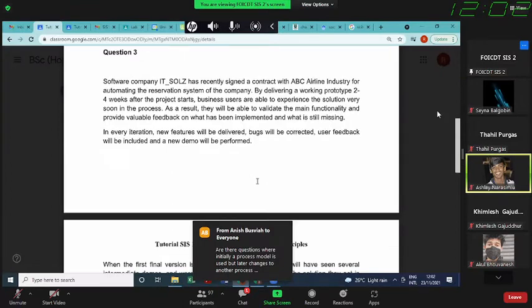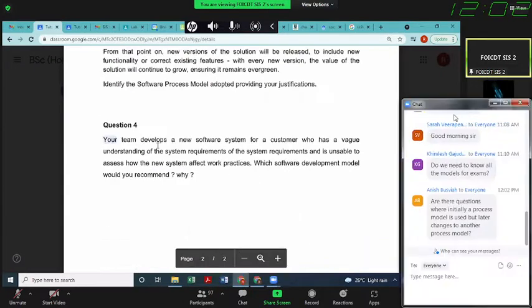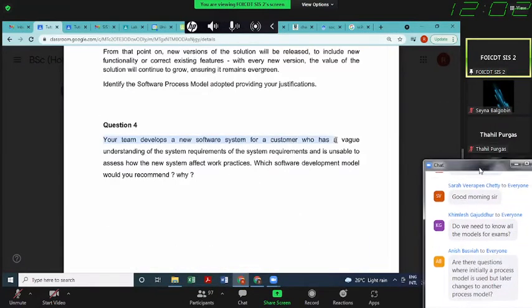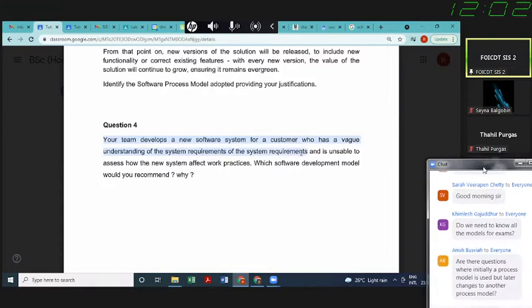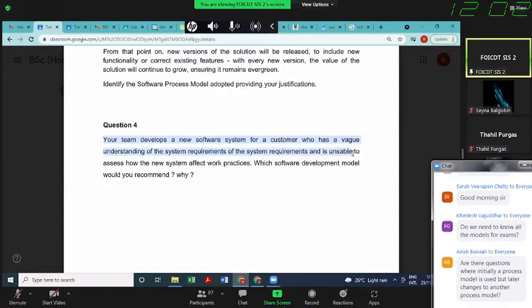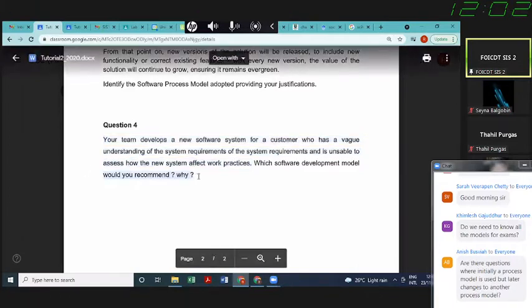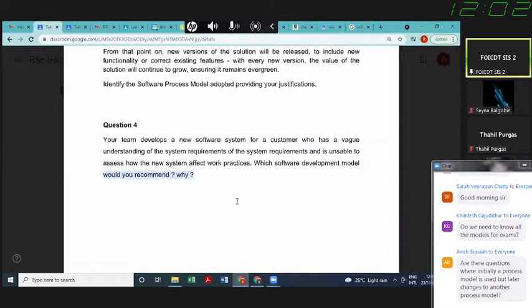Okay. Question number 4: your team develops a new software for a customer who has a vague understanding of the system requirements and is unable to assess how the new system affects work process. Which software development model would you use and recommend? Why? So, Spiral model. Spiral model. Here, the keyword I think is a vague understanding of the system requirements.